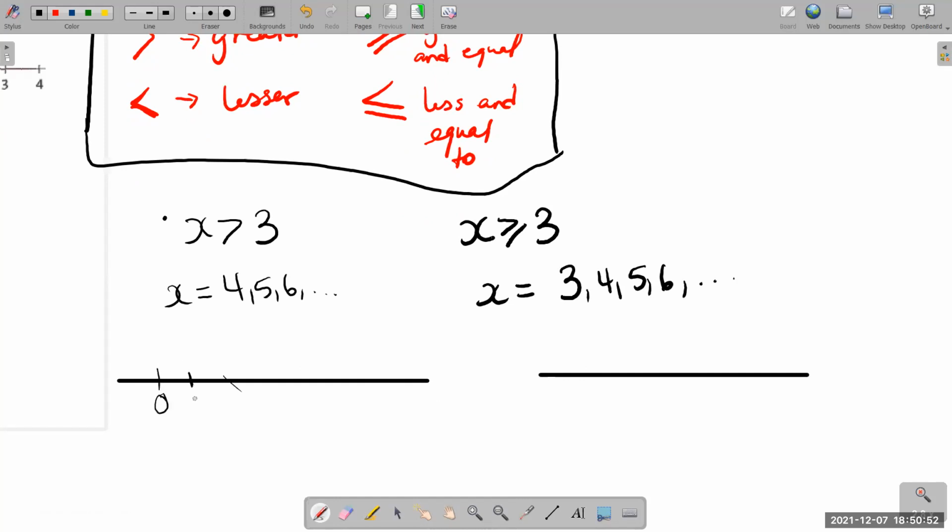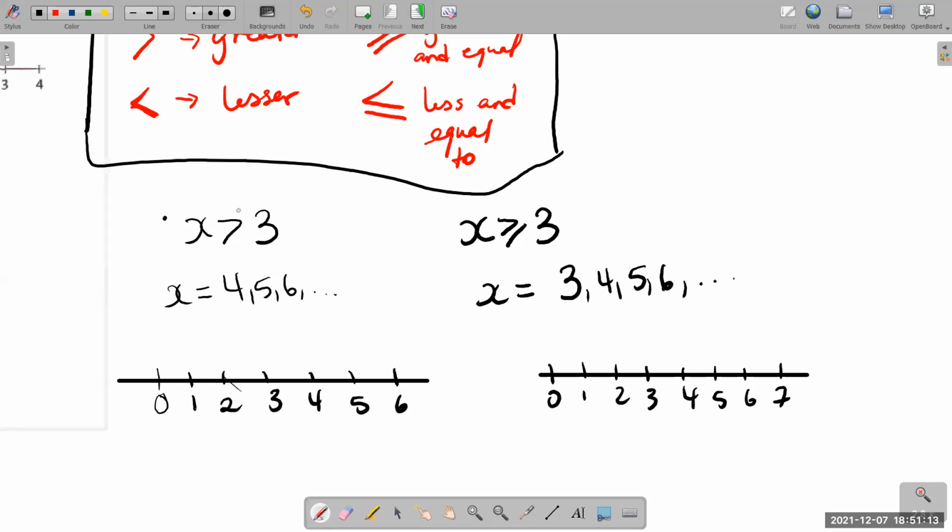So this is 0. This is 1. This is 2. This is 3. This is 4. This is 5. This is 6. Same thing here. 0, 1, 2, 3, 4, 5. Please copy this down. 6, 7.